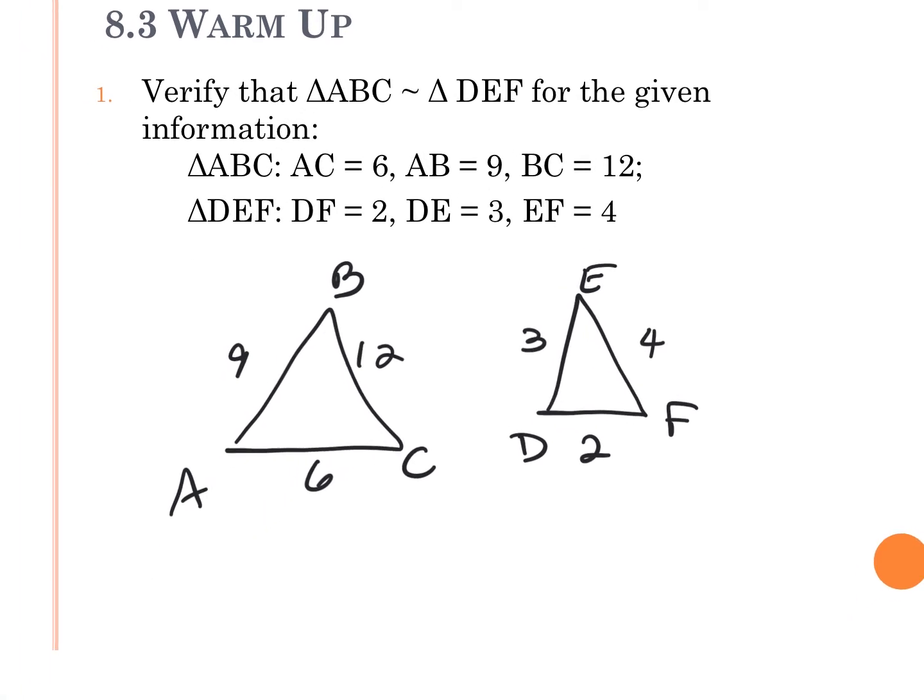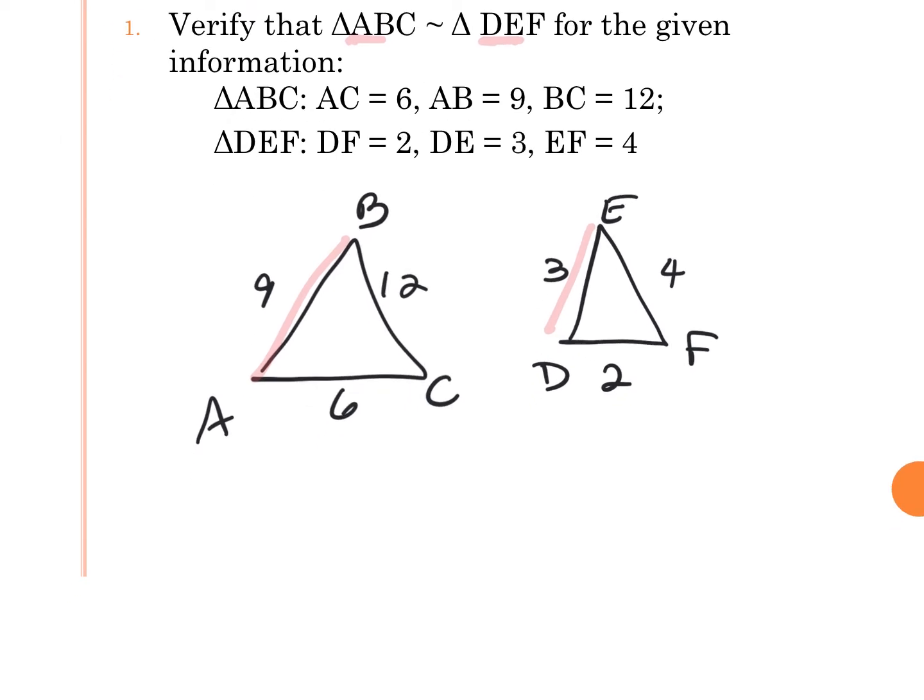Because they gave me a similarity statement to verify, this is going to tell me what matches. So let's match. I need to match AB with DE. So AB is here and DE is here. Now, the way I wrote it, if I wanted to get a scale factor, I would do right over left. So DE over AB, and I need to put that into a ratio and then simplify it.